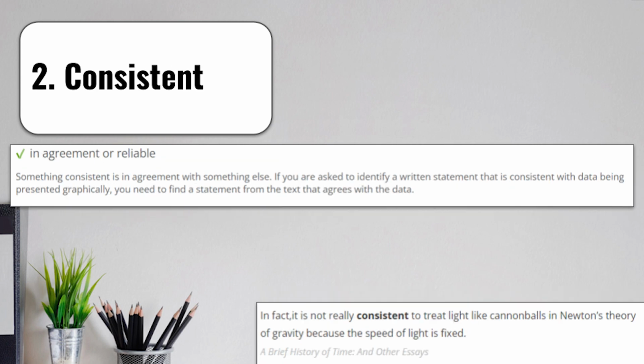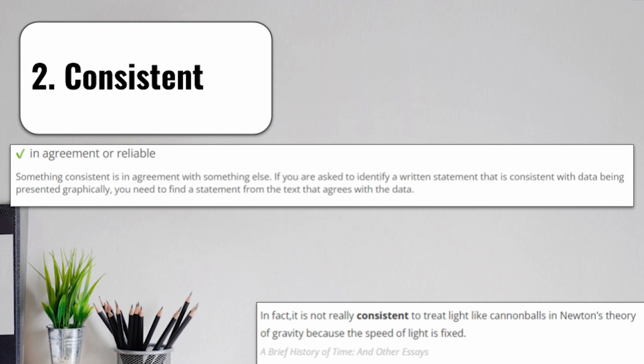Term number 2 is consistent. The definition is in agreement or reliable. Something consistent is in agreement with something else. If you're asked to identify a written statement that is consistent with data being presented graphically, you need to find a statement from the text that agrees with that data. You want things to match up and to stay the same.